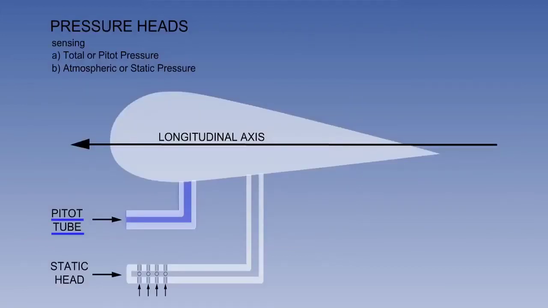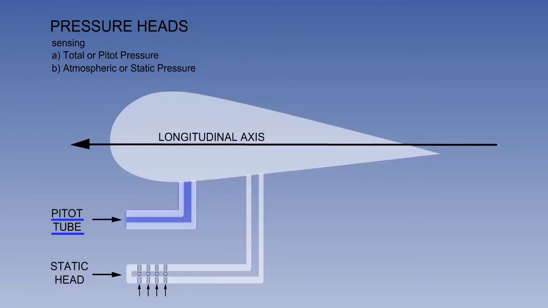Let us now look at pressure heads. Pressure heads are probes fixed outside the aircraft and which form part of pitot and static pressure sensing systems. Pitot pressure is sensed by a pressure head known as a pitot tube, and we can see here that a pitot tube is simply an open-ended tube which faces forward into the airflow.